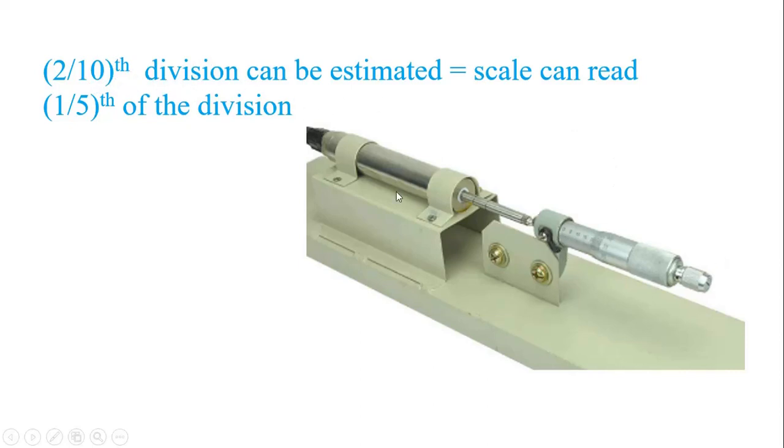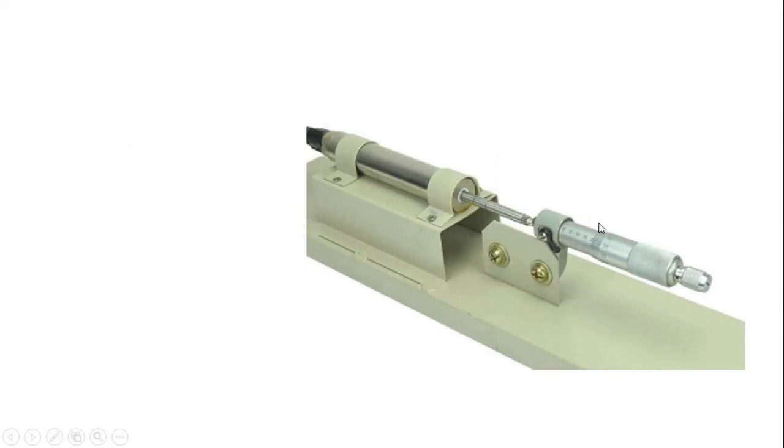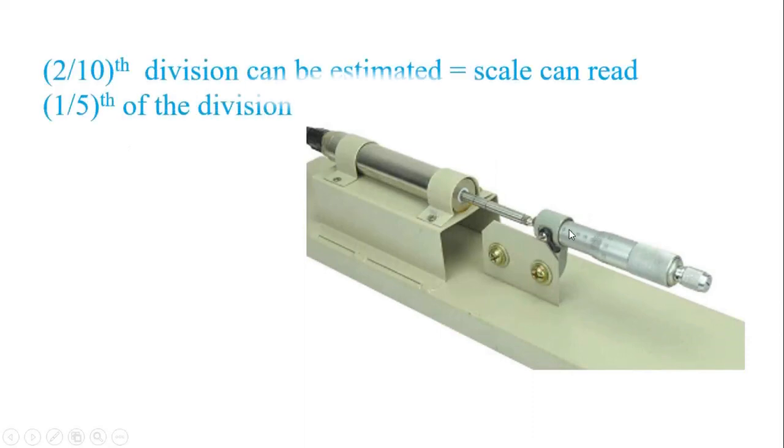Now see here, I have already shown you the voltmeter. This is one division. This is nothing but one division. One division corresponds to 0.1 volt, and 2/10 of this division can again be found out. 2/10 means what? 1/5. Means 1/5 of the division can also be found out. How is that found out? Here the scale can read 1/5 of the division.